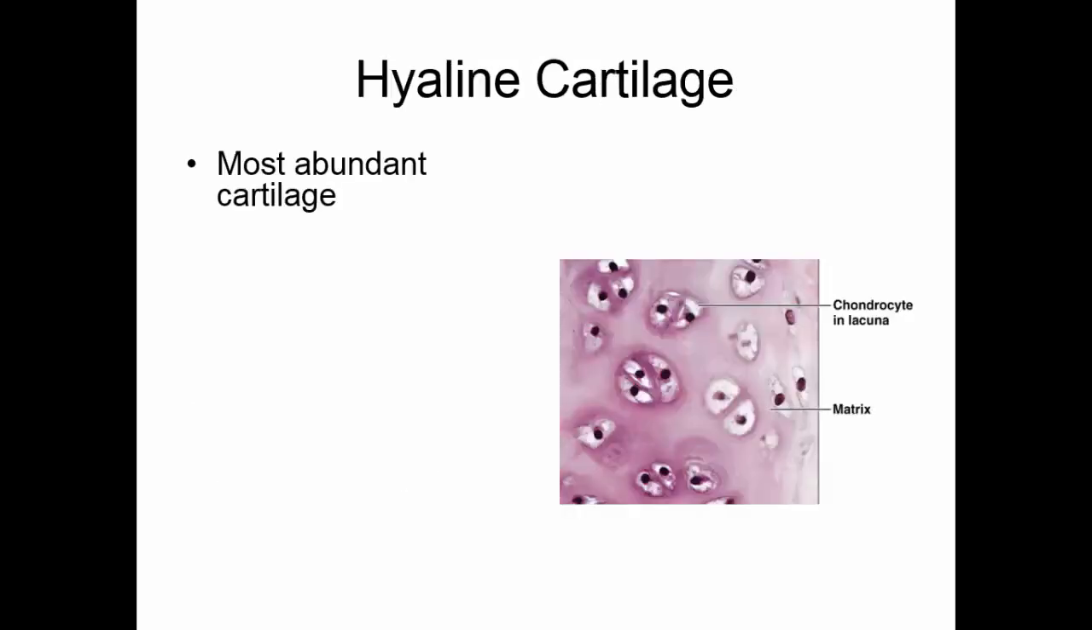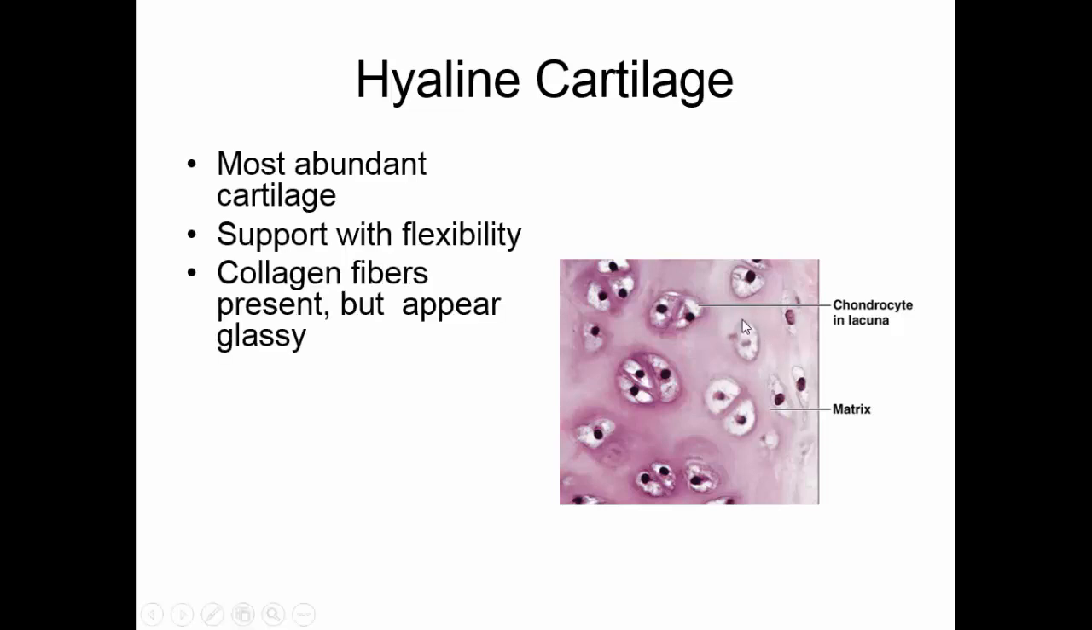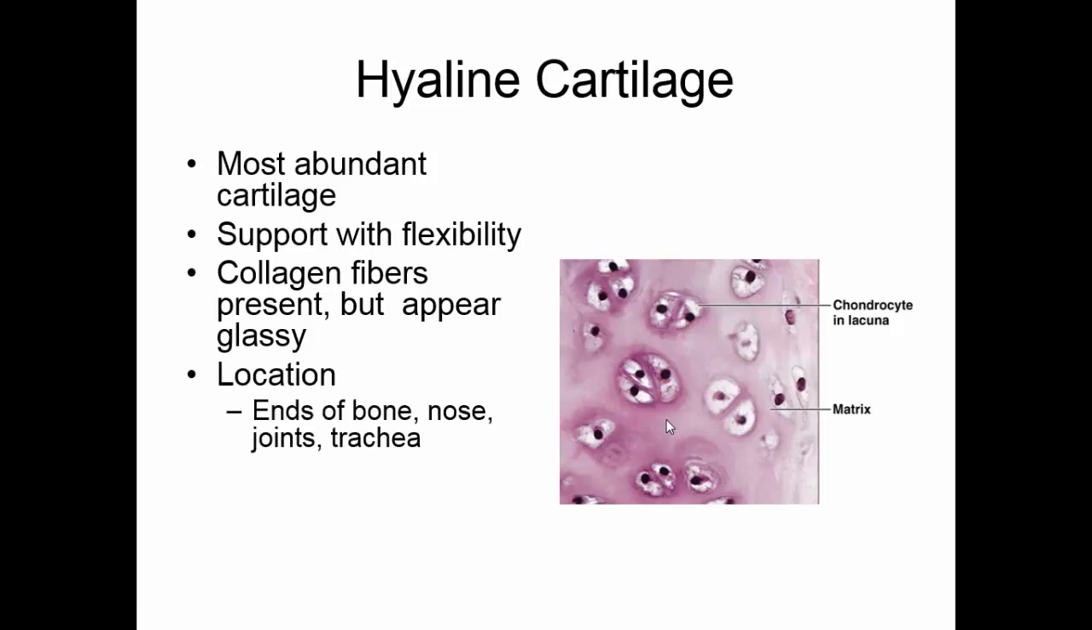Hyaline cartilage is the most abundant of the cartilage. It gives support with flexibility. There are collagen fibers in the matrix, but they appear glassy, so this looks like a clear kind of matrix. We find hyaline cartilage on the ends of the bones, in the nose, in the joints, and in the trachea. The embryonic skeleton is made of hyaline cartilage before it turns into bone, and if you've ever eaten meat, this hyaline cartilage is the gristle you find in meat.